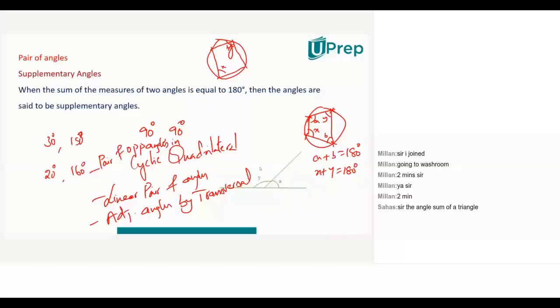So examples are: pair of opposite angles in a cyclic quadrilateral, linear pair of angles, similarly adjacent angles by a transversal. These are all theoretical examples of supplementary angles. And now can we move ahead?